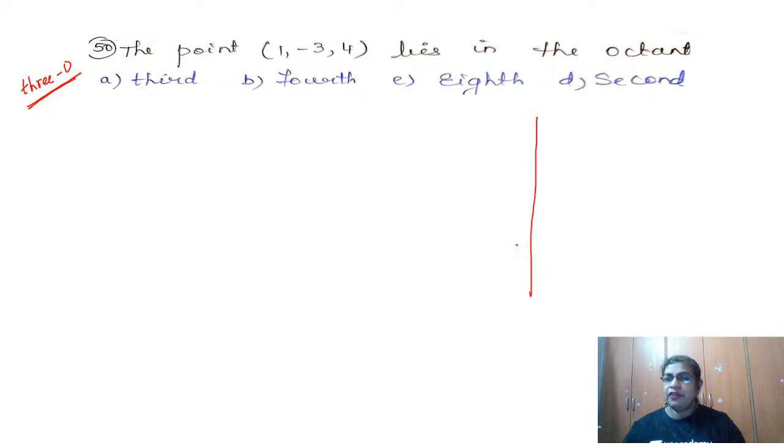I can't draw the 8 octants on the screen here, so I have drawn the 4 only. First you know the quadrant signs. In the first quadrant, X is plus, Y is plus. Second quadrant, minus and plus. First always X, then Y. Third quadrant, both are minus. Fourth quadrant, plus and minus.